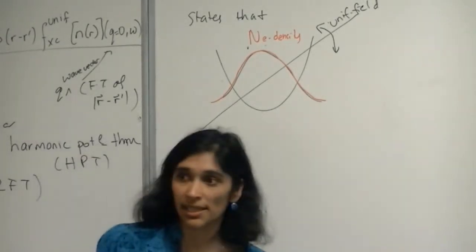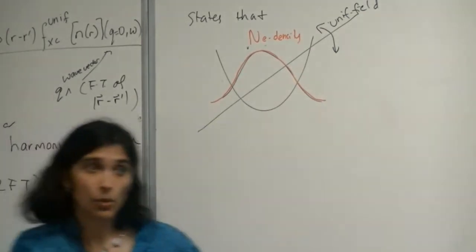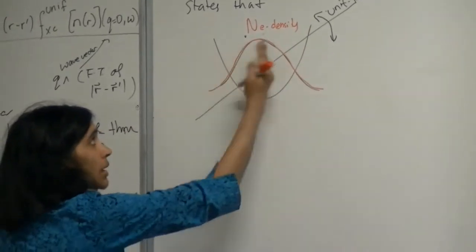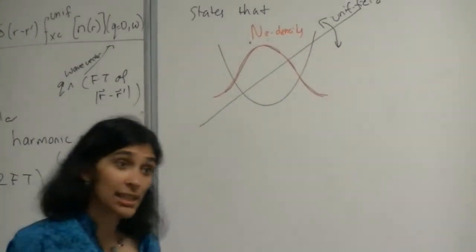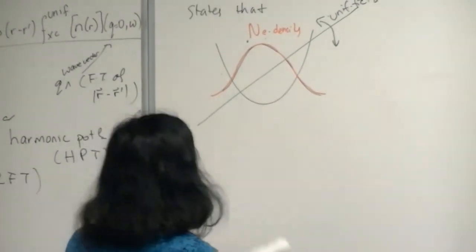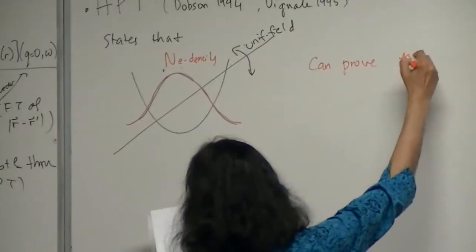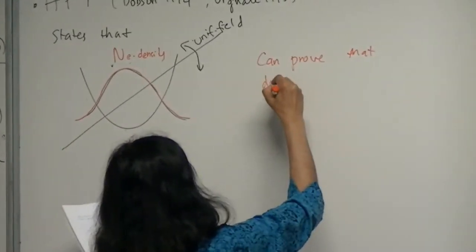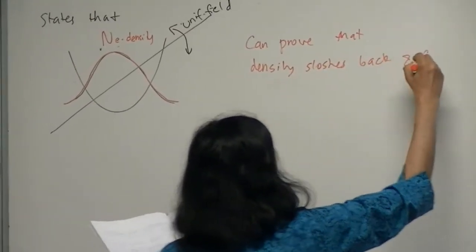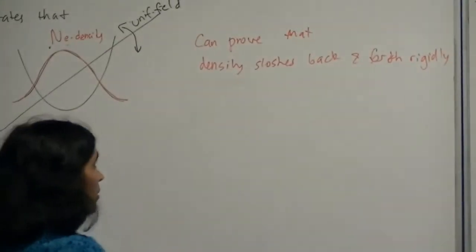Back and forth. Okay, so what happens to the density is it actually just oscillates back rigidly, like this, but without distorting. The oscillations are those of the center of mass as predicted classically in the system. So this is exact. You can prove that the density sloshes back and forth rigidly, and the rigidity is the clue to what the exchange-correlation potential is going to do.